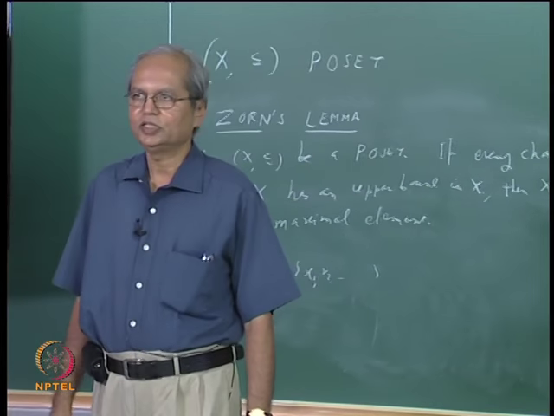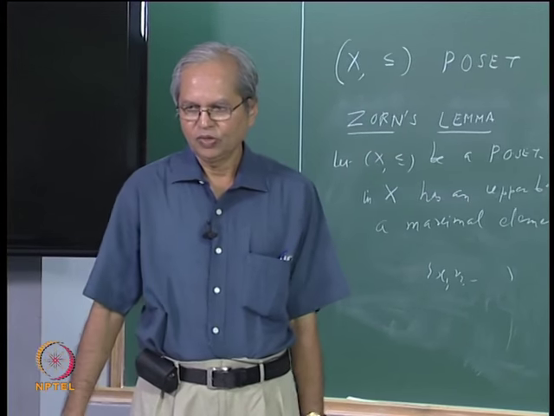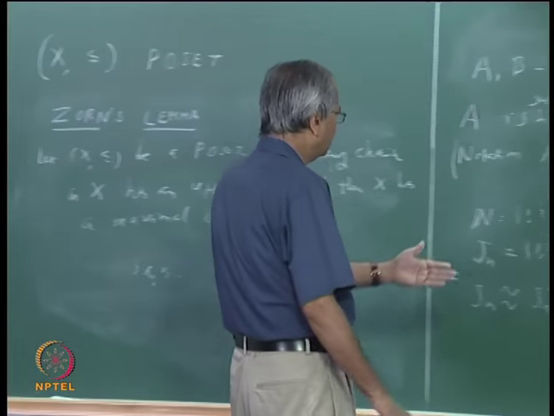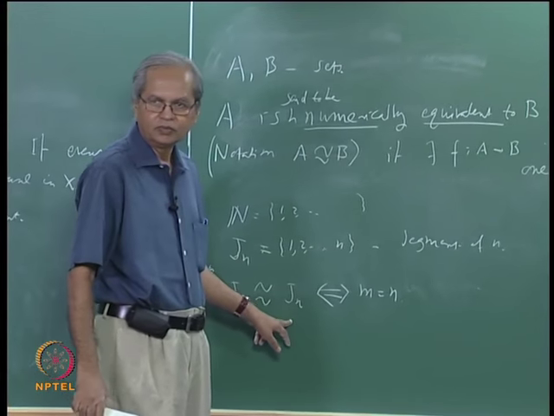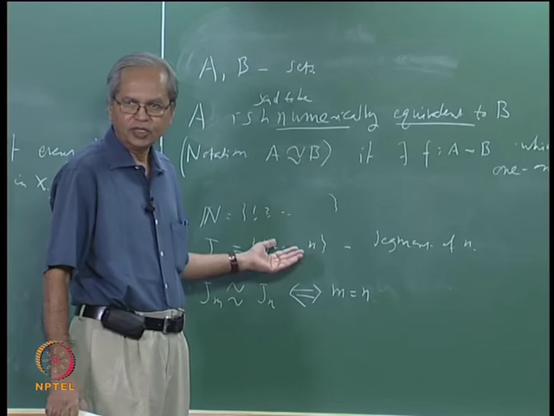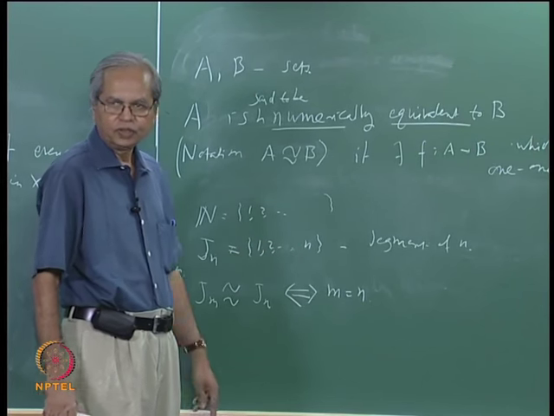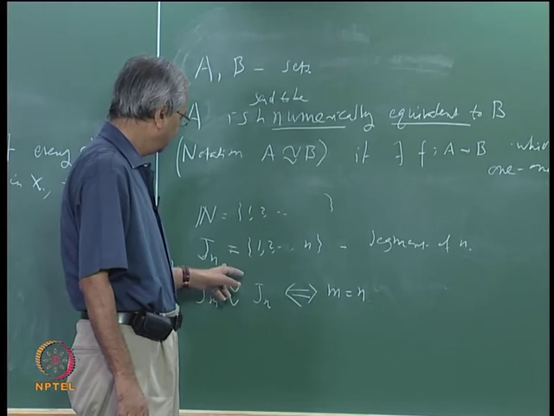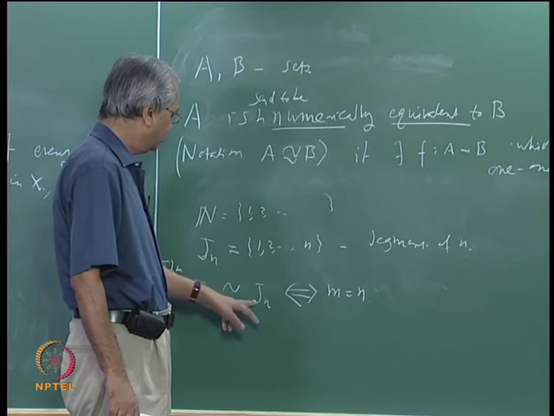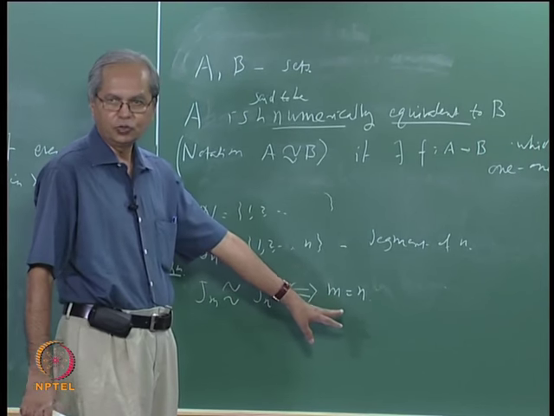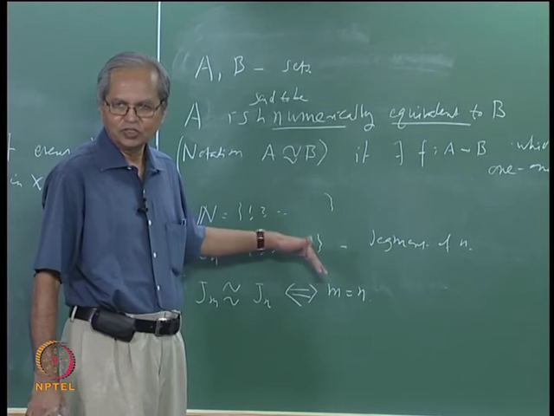Again, I will not go into the discussion of the proof of this. The proof is fairly easy. In fact, if m is equal to n, there is nothing to prove. It's an identity map. You can take Jn to Jn as the identity map. That will be one-one and onto. But if Jm is numerically equivalent to Jn, then proving that m is equal to n will require some work, but it is also not very difficult.